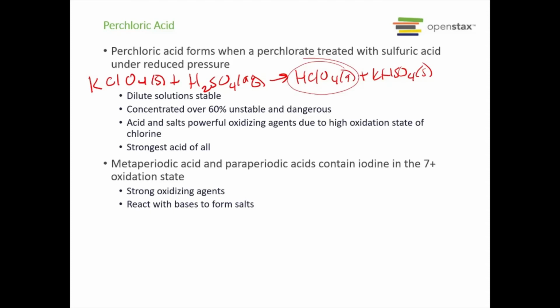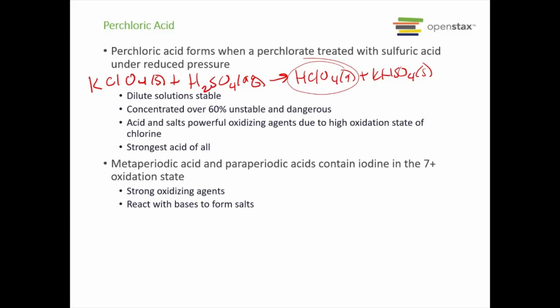When it's in dilute solutions, it's pretty stable. But if you have it over 60% concentrated, it's actually pretty unstable and dangerous. The acid, perchloric acid, as well as its salts, are very powerful oxidizing agents because that chlorine has an oxidation state of 7+. It really wants to reduce its oxidation number, so it's ready to react. This is also the strongest known acid of all, so that's an interesting fact about perchloric acid.